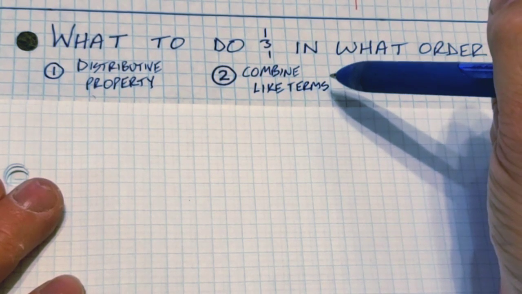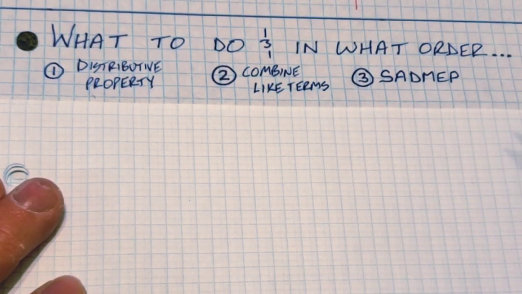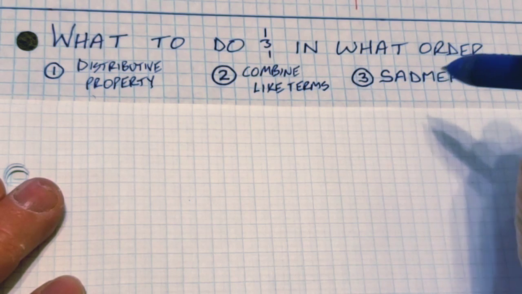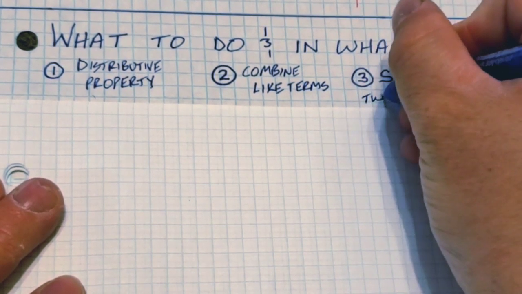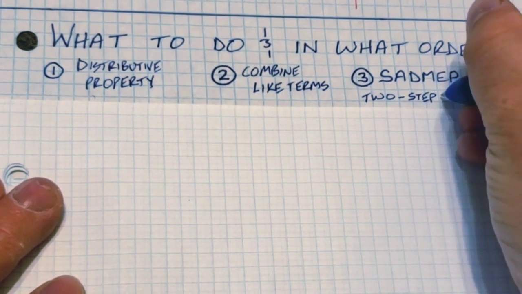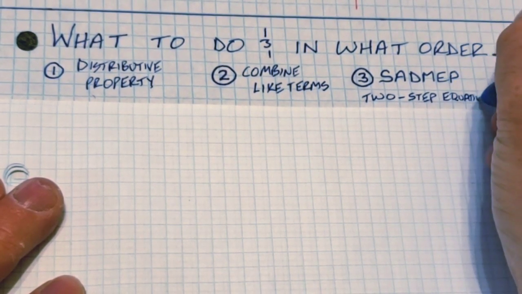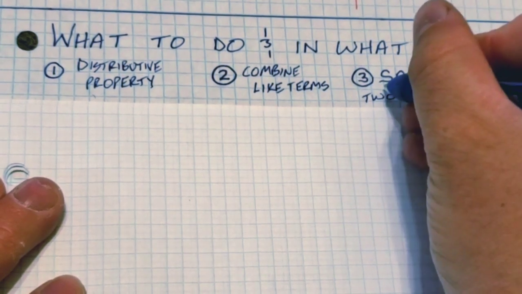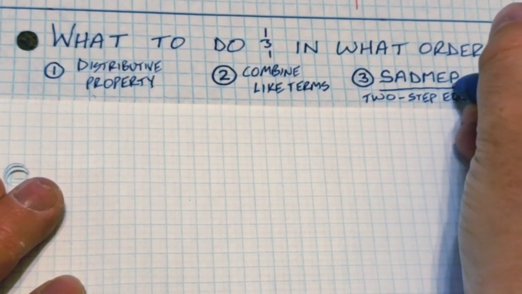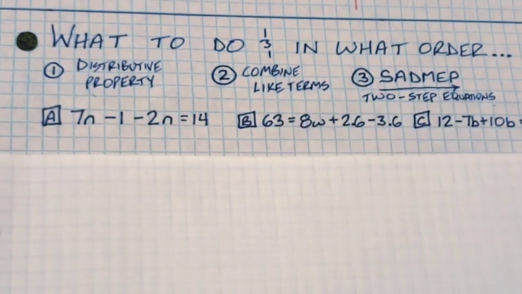If there are like terms on one side or the other, we're going to go ahead and put those together. Now, if you need to go back and re-watch the combining like terms video from last week, please do so. It's important. Then the last thing we're going to do is, at this point, we should have a two-step equation. And we already know how to solve two-step equations. You work your PEMDAS backwards. You do SADMEEP. So let's look at a couple of problems here.